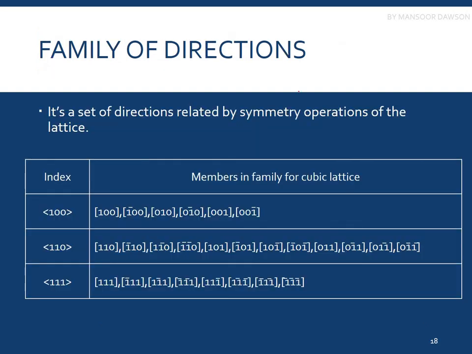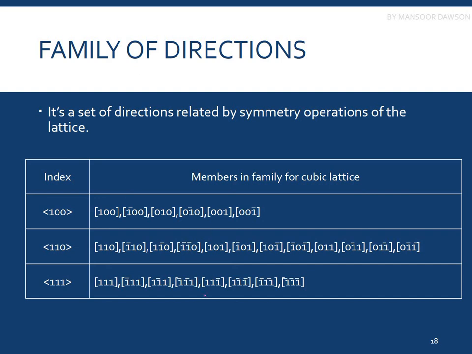So next we have a family of directions. So basically, what is the family? It is a set of directions related by a symmetry operation of the lattice. So basically, if you draw 1 0 0, negative 1 0 0, 0 1 0, then 0 negative 1 0, or 0 0 1, or 0 0 negative 1, in a cubic structure, all these directions will be the same.